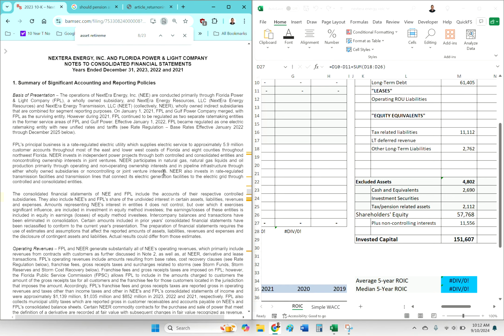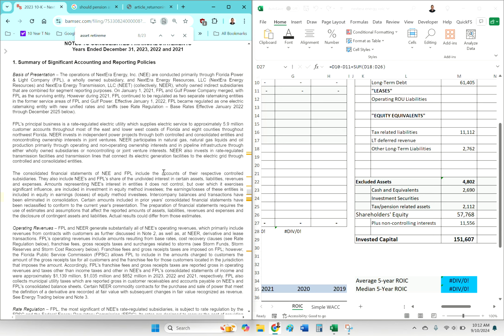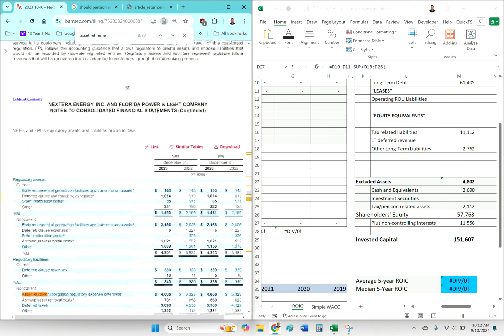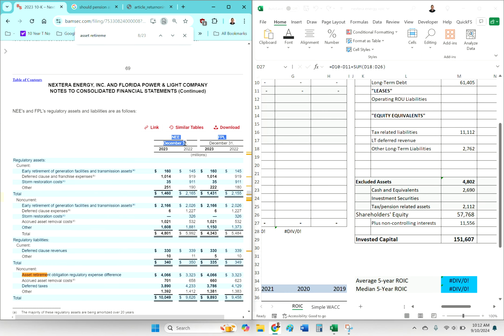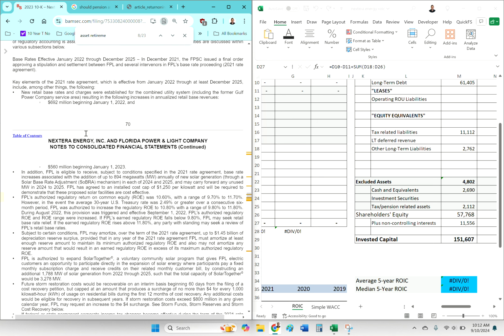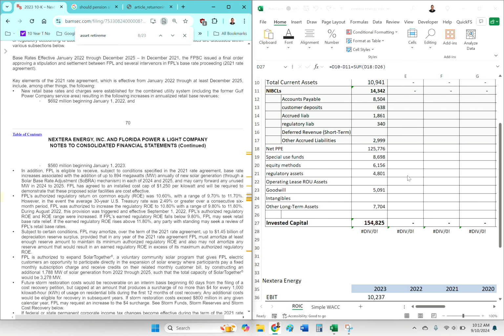I'm gonna call it here. But I'm pretty sure FPL is consolidated inside of NEE. And so as we're doing invested capital for NEE, we're looking at this, and they're basically saying this much of that was FPL and the rest is NEE. So I'm gonna call it there. That's the big takeaway.